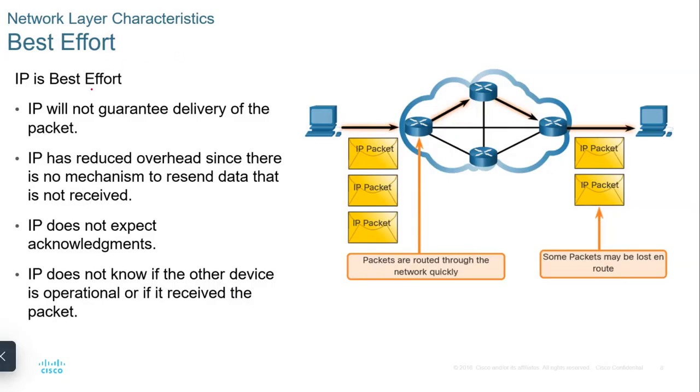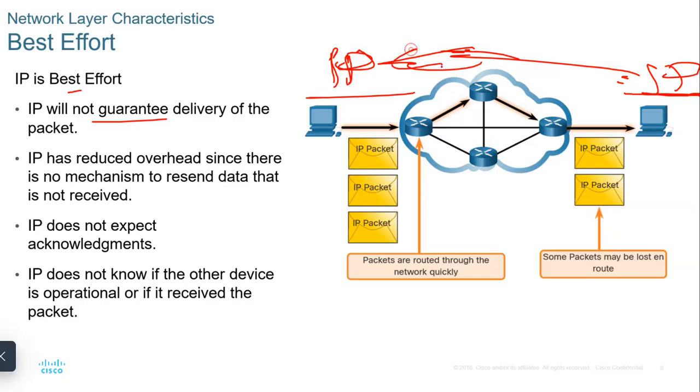So there is no need of first getting ready, establishing the connection, or checking how far you have reached. So IP is best effort and will not guarantee delivery. Once a message reaches the destination, there is no need of guaranteeing the delivery of the package. Here you are talking about the protocol, which is IP, so it's not the responsibility of IP to acknowledge whatever it has received.